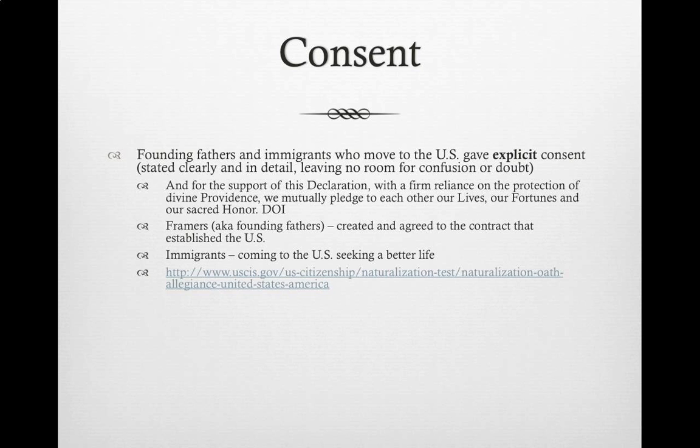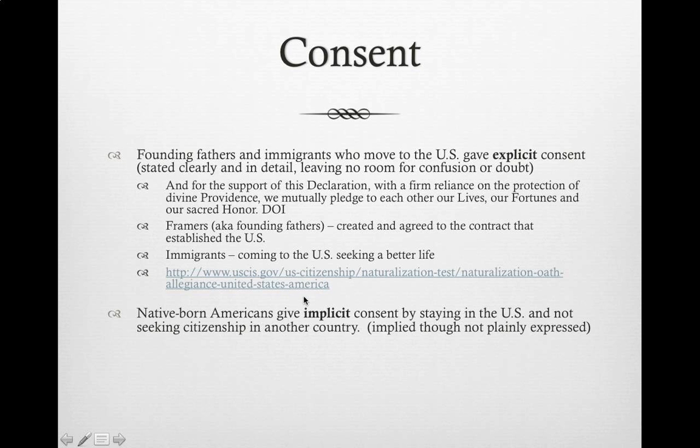give what's called explicit consent. It is stated clearly and in detail. There is no room for confusion or doubt. So the signers of the Declaration of Independence said, "And for the support of this declaration, with a firm reliance on the protection of divine providence, we mutually pledge to each other our lives, our fortunes, and our sacred honors." So they are explicitly consenting to what they are doing. The Founding Fathers, sometimes referred to as the framers because they framed the document, created it, and they agreed to the contract that established it. So we're still talking about this social contract. They gave explicit consent to the contract by signing the Constitution.